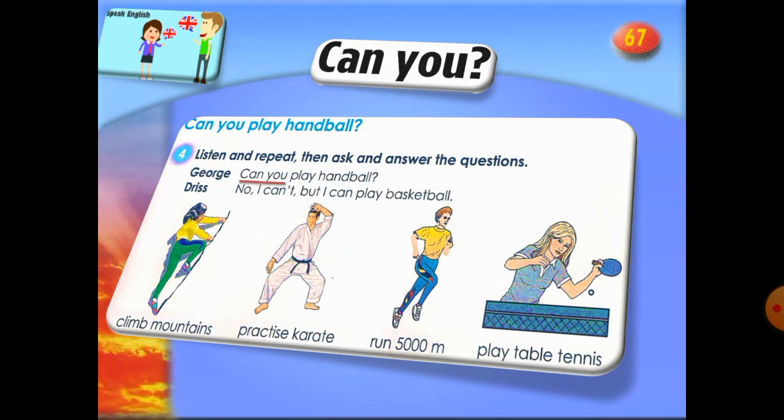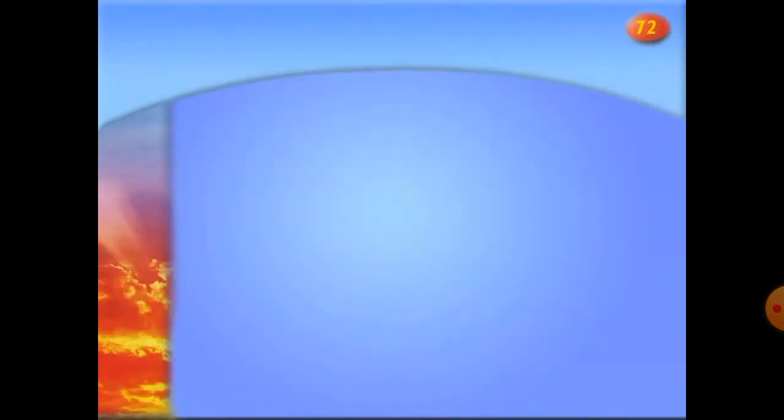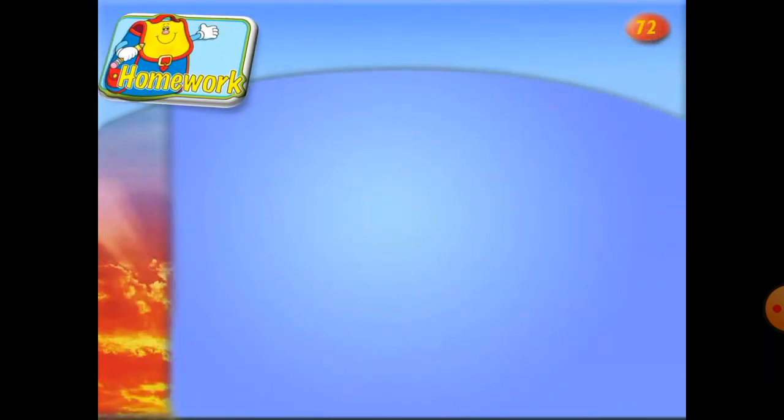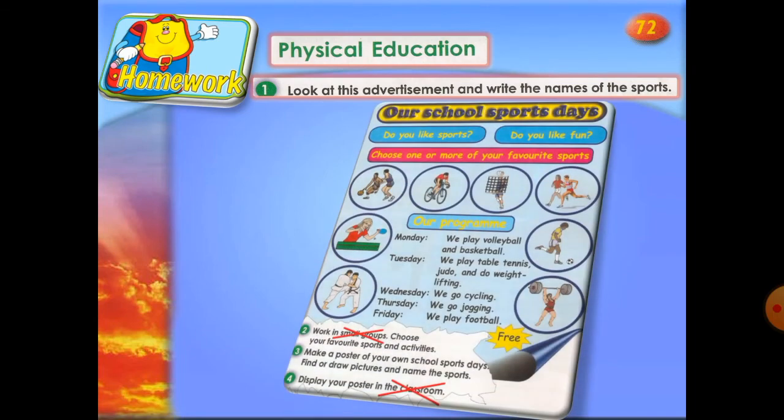Cool. Okay, so remember, can you? And the answer can be no, I can't. This is the interrogative form. Okay. On page 72, homework. Yes, it's physical education. Remember you can say sports or physical education, or most of the time you can write the abbreviation PE. Look at this advertisement and write the names of the sports. Anyway, I think that we have already seen all the names of these sports, so no need to name them again.